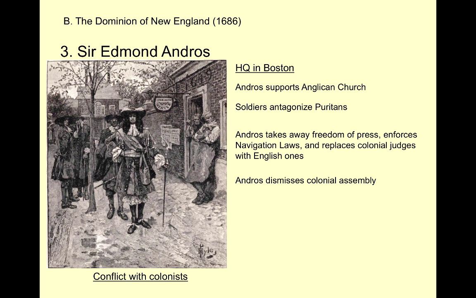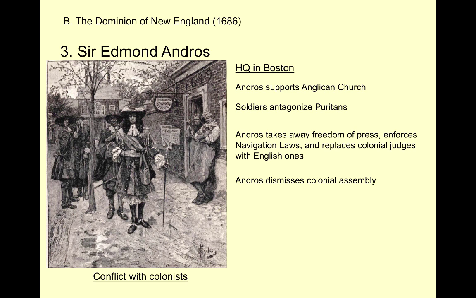Andros even goes so far as to dismiss the most cherished institution of all outside of the church, the local representative government that we're used to having during the era of benign neglect. He's going to dismiss the colonial assembly. And so now the colonials are really upset because they believe, this is Anglicization, the idea that ideas are going to spread from England to the colonies. Every Englishman, whether he's in England or the colonies, believes that he has the right to taxation with representation, and he has the right to make his own rules, either in direct democracy like town halls or in representative democracy like colonial assemblies.